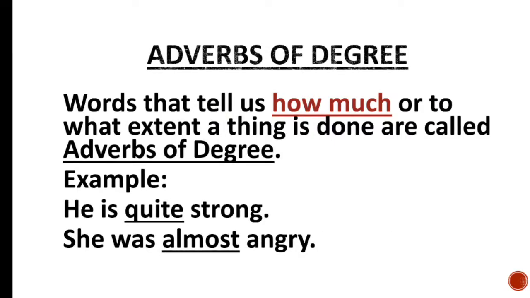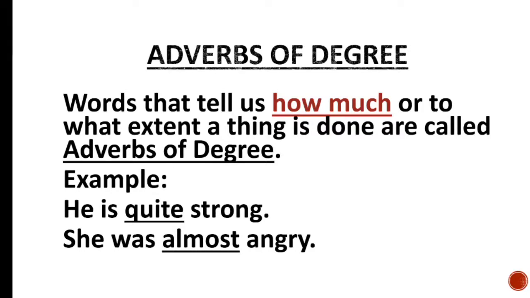Now moving on to the next one, adverbs of degree. Words that tell us how much or to what extent a thing is done are called adverbs of degree. For example, he is quite strong. So how strong? Quite strong. How much? She was almost angry. How much angry? Almost angry. So these are examples of adverbs of degree.